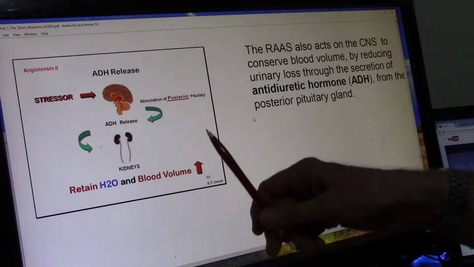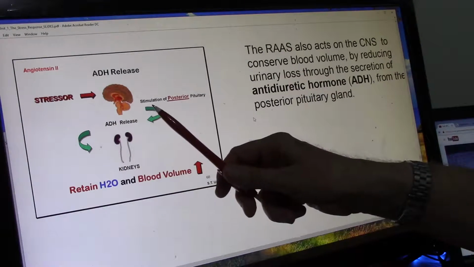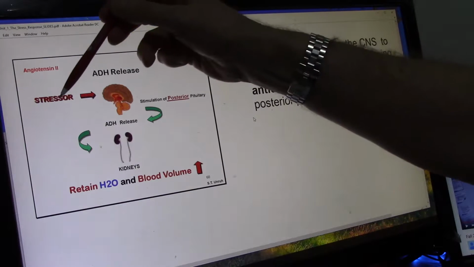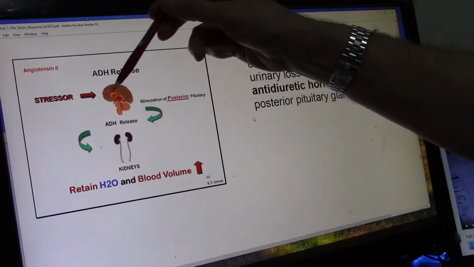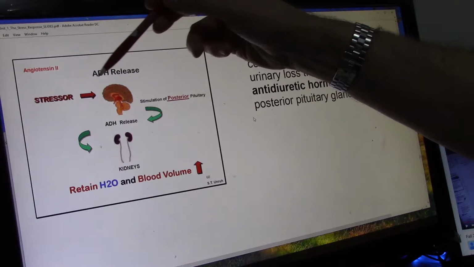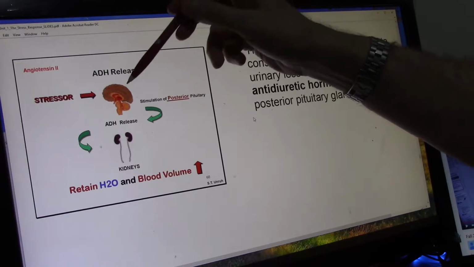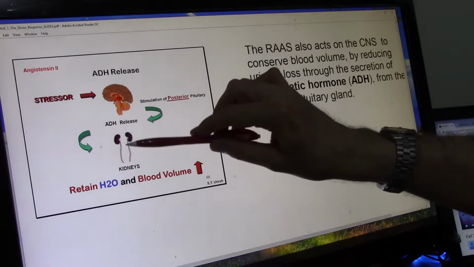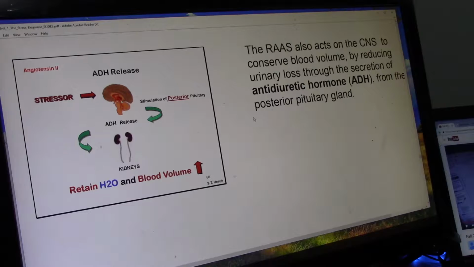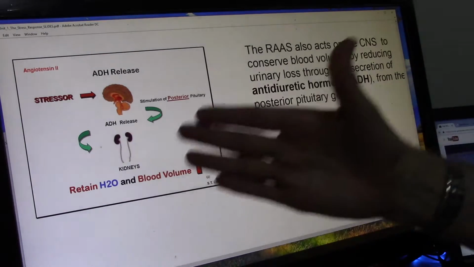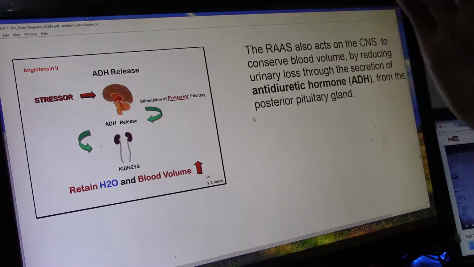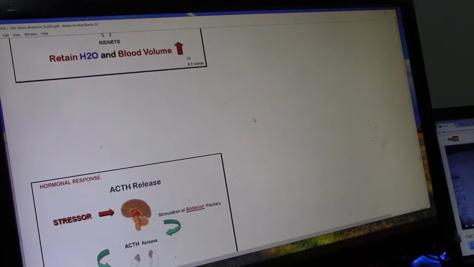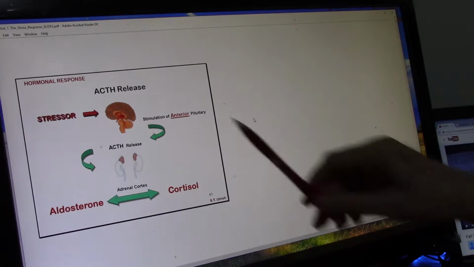Here is the release of ADH. The stressor comes in and it stimulates the posterior pituitary, and this would be the effect of angiotensin 2 and aldosterone, which stimulate the release of ADH from the posterior pituitary. The ADH will come down to the kidneys and tell the kidneys to not have as much diuresis. It's anti-diuretic hormone. It's a hormone that stops urination.